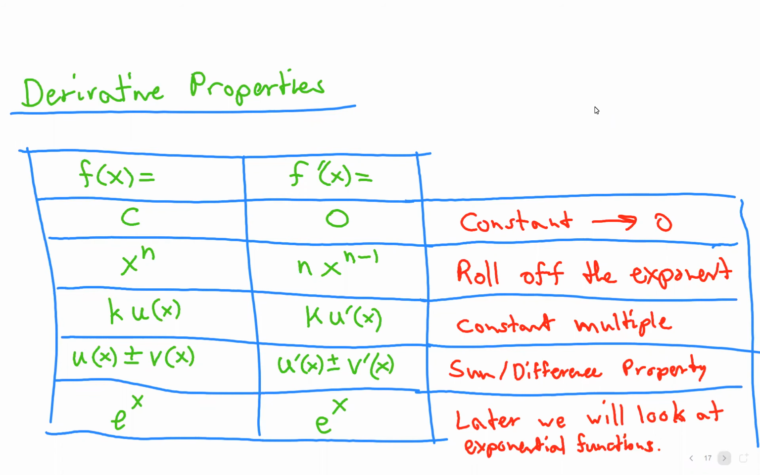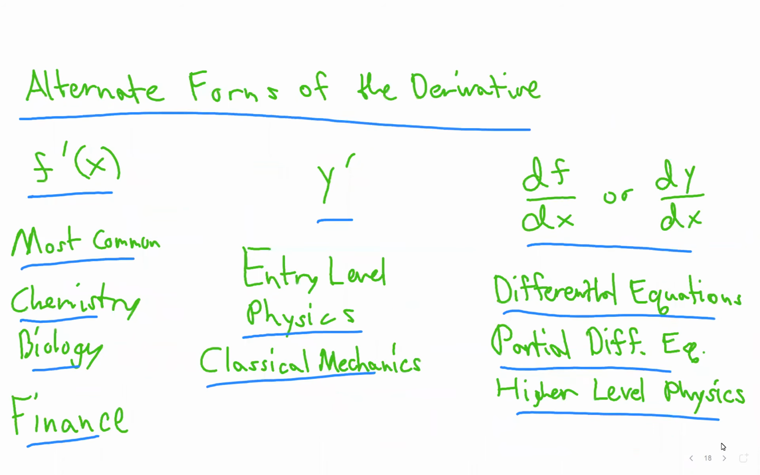All right. Here we have some alternate forms of the derivative. Some of them are more useful than others, but we have f prime of x, which is the most common form. It's seen mostly in your chemistry classes, biology classes, or finance.